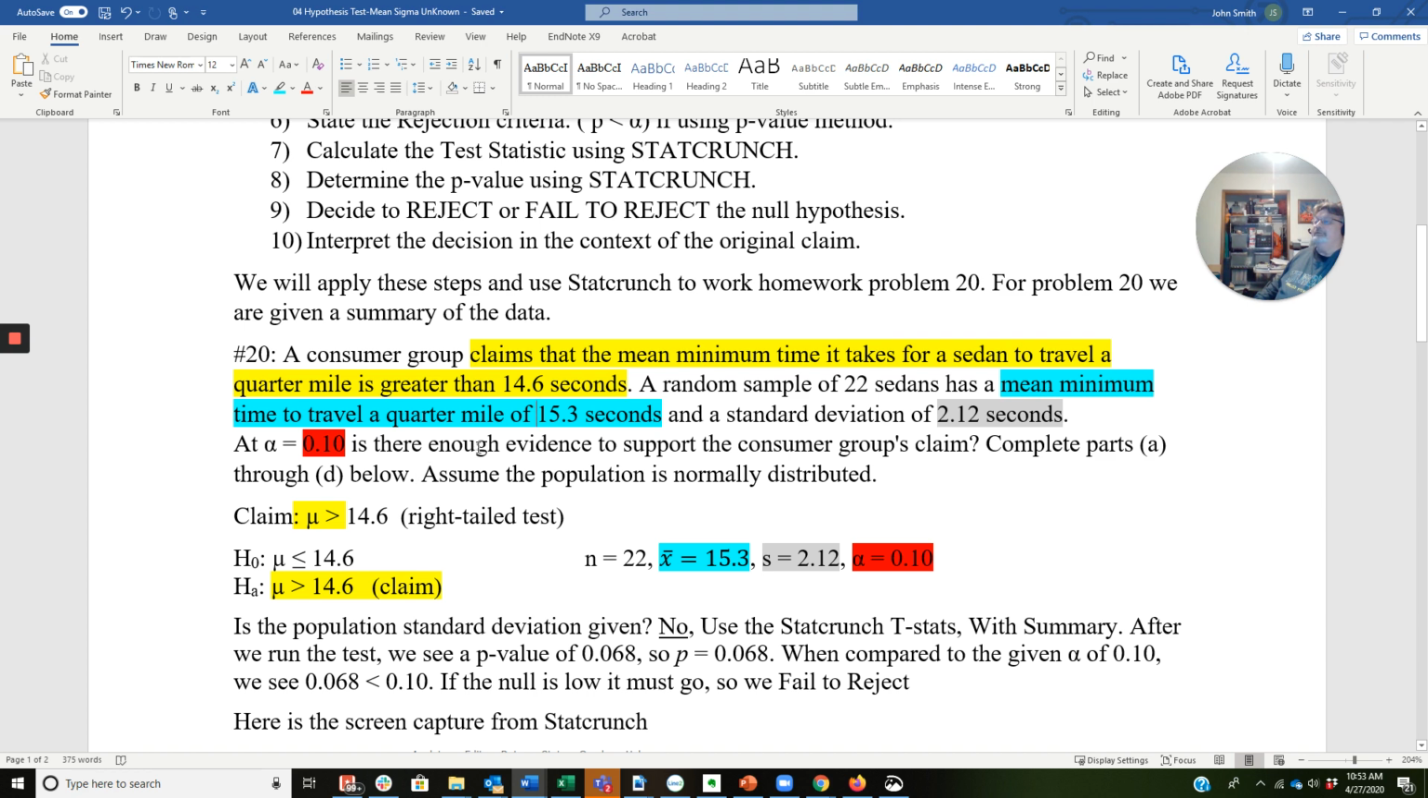Now, it's really important here because notice my n is only 22. They said assume the population is normally distributed. By them telling us that the population is normally distributed, this allows us to use either the Z or the t-test. But in this case, the t-test, because what do we have? We have the sample standard deviation right here, not the population standard deviation. And that's the distinction that is necessary on picking which one of the tools in Statcrunch to use.